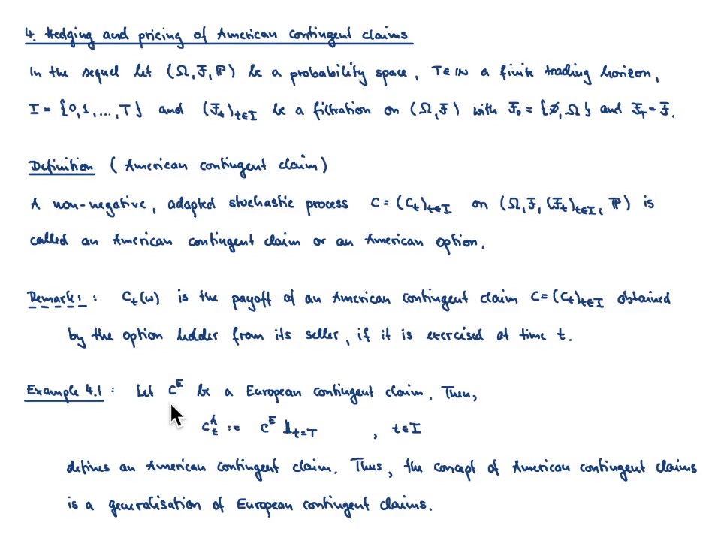So I would like to construct now a non-negative adapted process. And the simplest thing I can do is the following. I define C^A_t simply as the value C^E, so the value of our European contingent claim, multiplied by the indicator function that t is equal to capital T. Meaning that process C^A is zero for all time points which are strictly less than maturity. And at maturity, it takes the value of our European contingent claim.